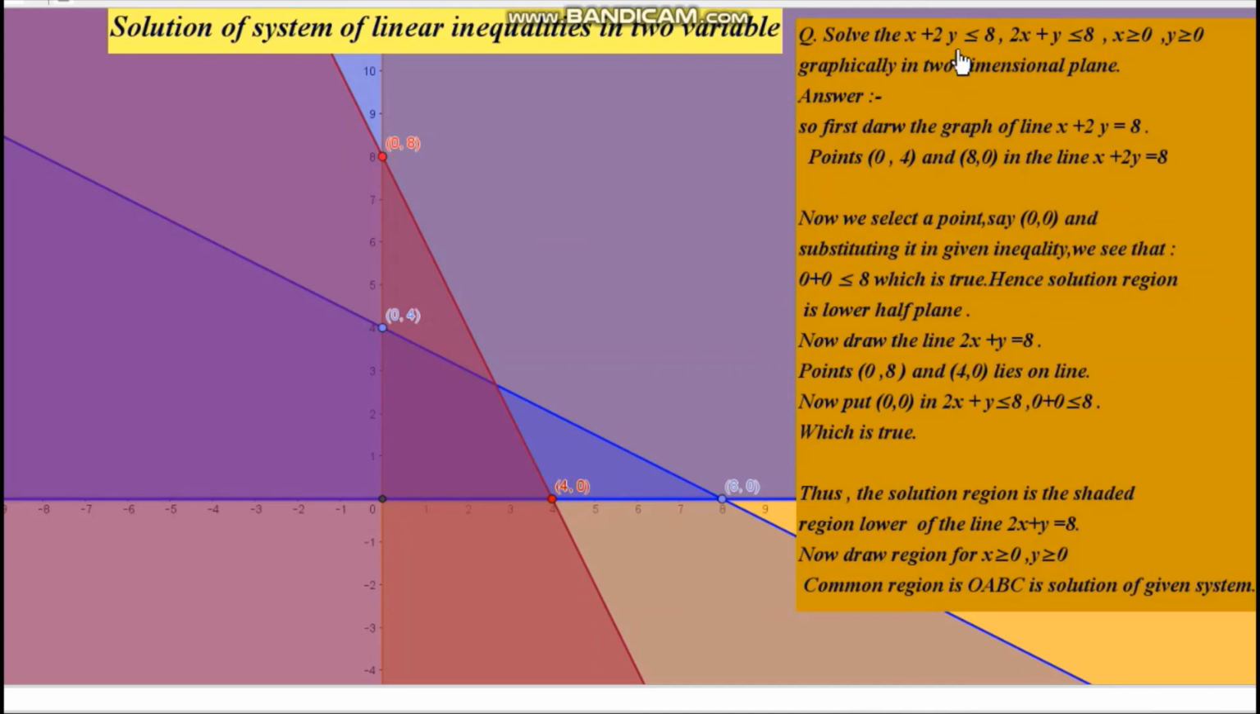Now the common region of all these inequalities is the quadrilateral, this one. It means A, O, C, B, or O, A, B, C. This is our solution of the system of linear inequalities. It means all the points which lie in this region satisfy all these inequalities.